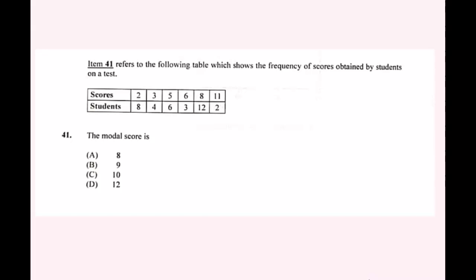Right, so in number 41 it refers to this table here. These are the scores and these are the students, the number of students that scored 2, 3, 5, etc. Right, so the modal score is the highest one, so that'll be 12. Well, sorry, 12 is the highest number of students, right? And so then the modal score will be 8. So A is the answer, because that score of 8 yielded the highest number of students, right? So the answer is not 12. It's actually pointing to the score number. So the modal score is 8.